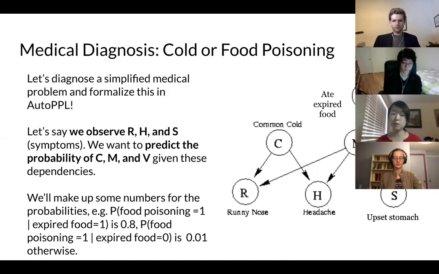We can try and make up some numbers for these probabilities. For example, let's say that the probability of you being food poisoned, given the fact that you ate expired food, is 0.8 or 80%. And also that the probability that you were food poisoned, given the fact that you didn't eat expired food, is 0.01 or only 1%.